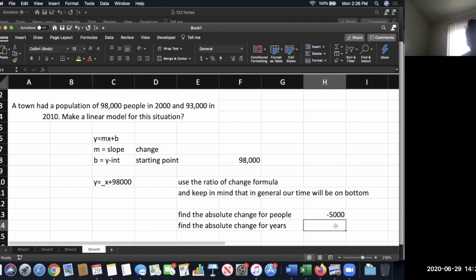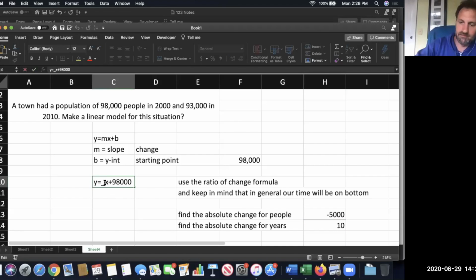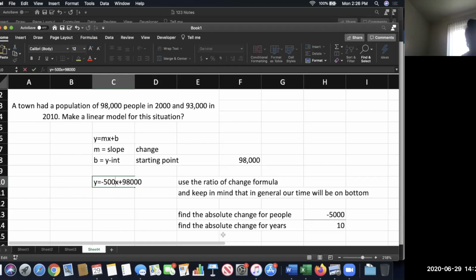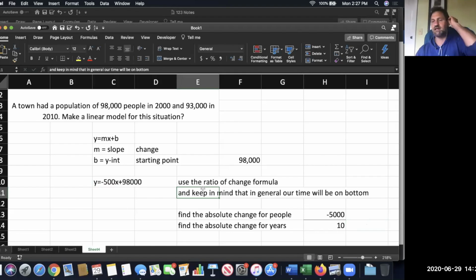10. 10. And then the ratio would be minus 500, right? And again, you can get the division backwards if you set that ratio up wrong. So keep in mind, in general, time's going to be on the bottom. I just say in general because it's not like a hard and fast rule. I can do this any way I want, but in the problem that we're going to do, time's on the bottom.